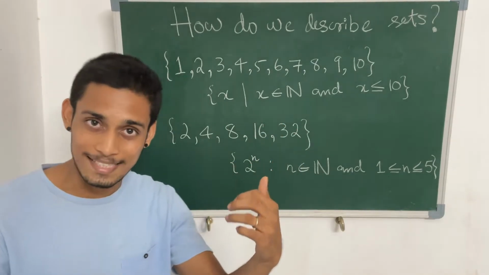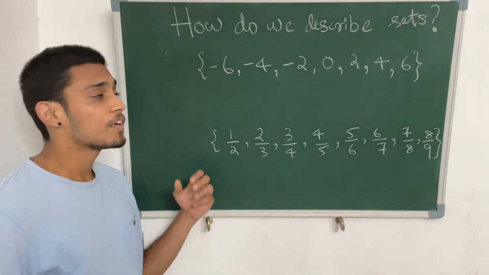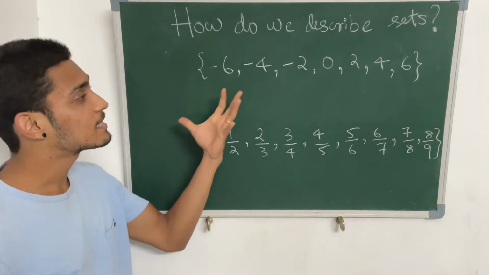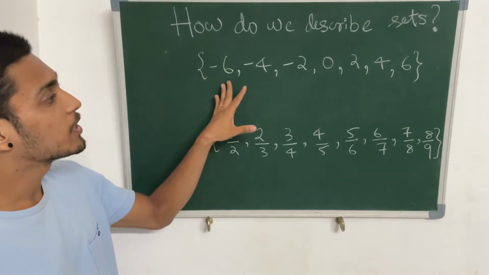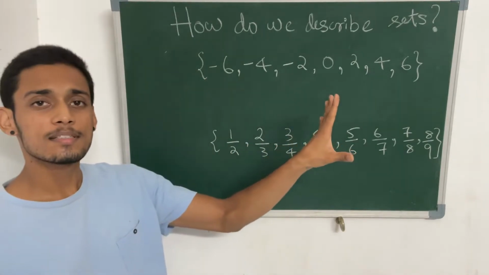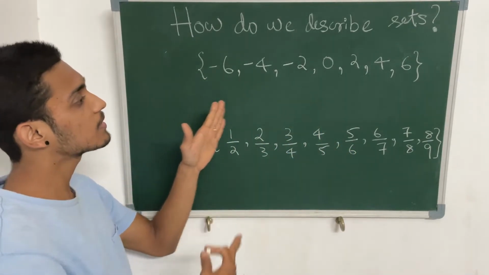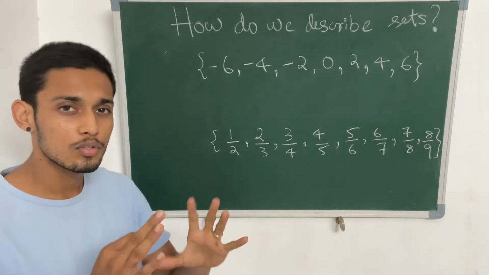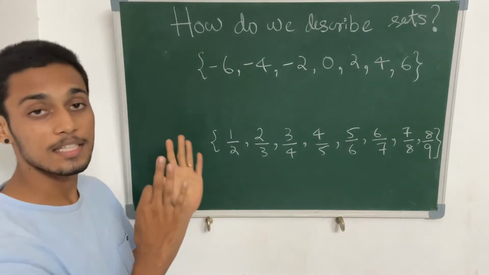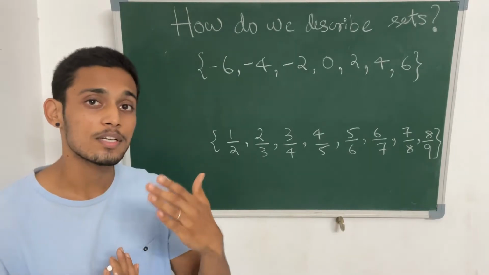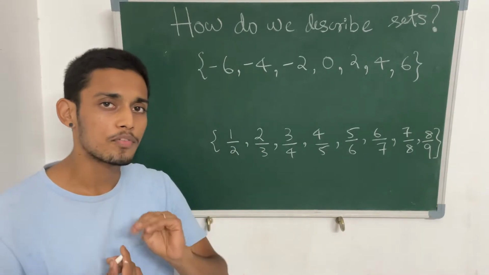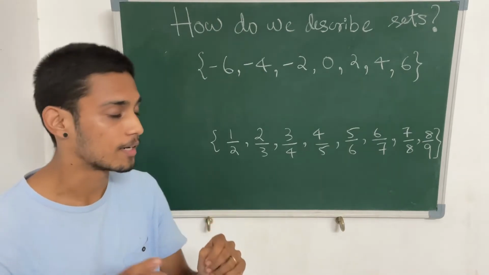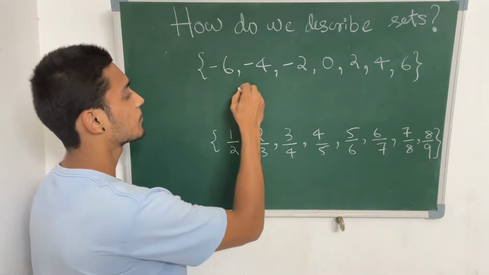Let us see some more examples. So now we are having these two examples. Let us try to convert them into a set builder form. This particular set has even numbers and it is in a range. It starts from -6 and it ends at 6. So we have some hint. It has even numbers, so what is an even number generally denoted as? It's a multiple of 2. So we have some hint now. Let's start doing it.